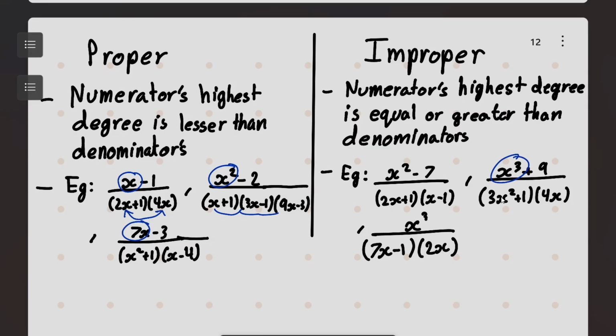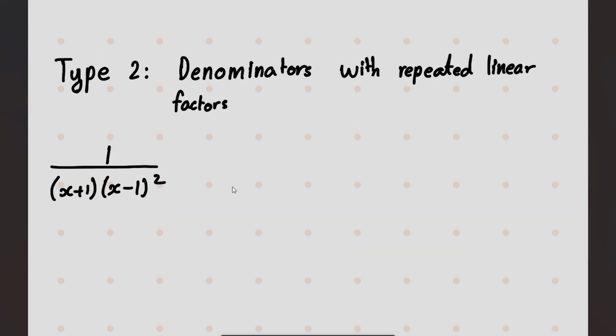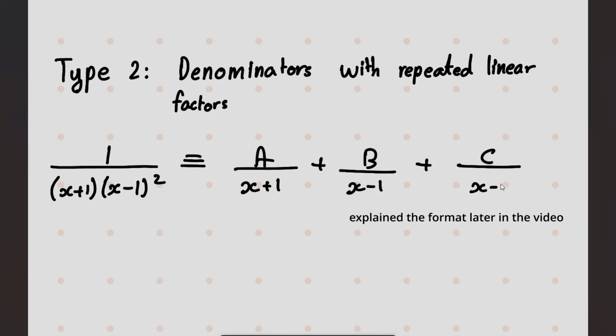So these are some ways you will be tested on partial fractions. This type is generally strange to a lot of people because the format for this is a over x plus 1, plus b over x minus 1, and c over x minus 1 whole squared.